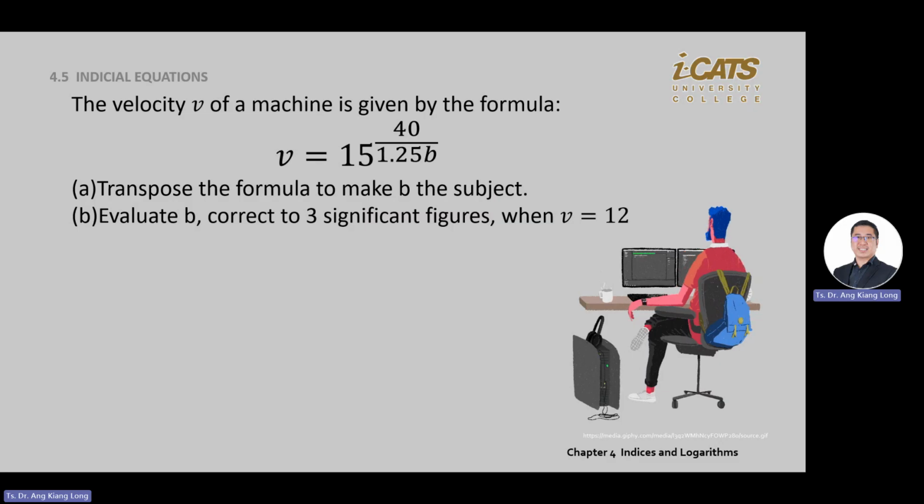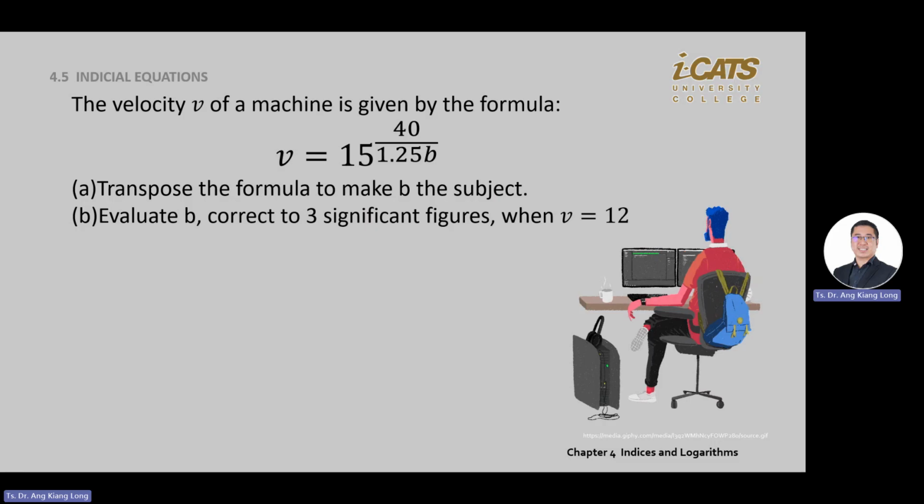15 power this one. Okay, transpose the formula to make B the subject. Means B will be on the left hand side, V will be on the right hand side. Then you evaluate the numbers when velocity equals 12. What is B?